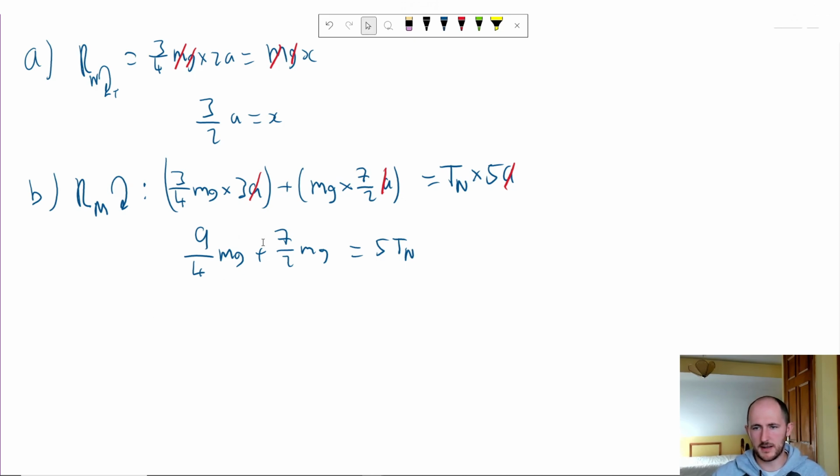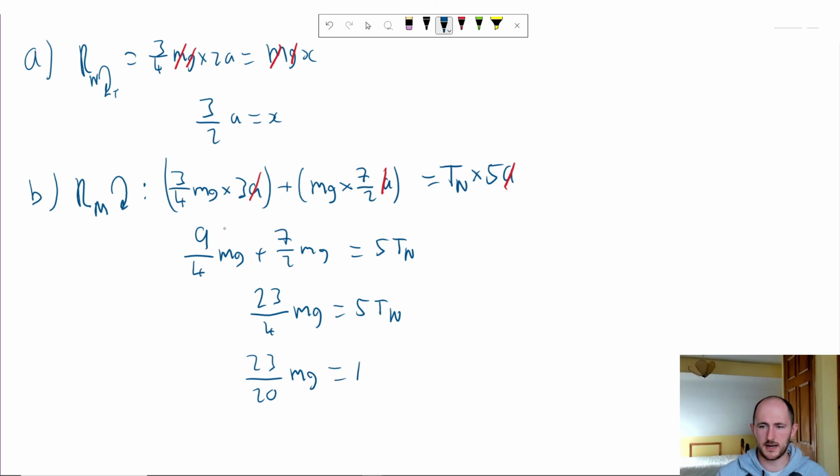And all I need to do is combine these two now. So that would be 14 over 4. 14 plus that would be 23 over 4 mg equals 5 Tn. Divide both sides by 5. We get 23 over 20. Again, you can use a calculator to verify. Equals Tn, and I'm done.